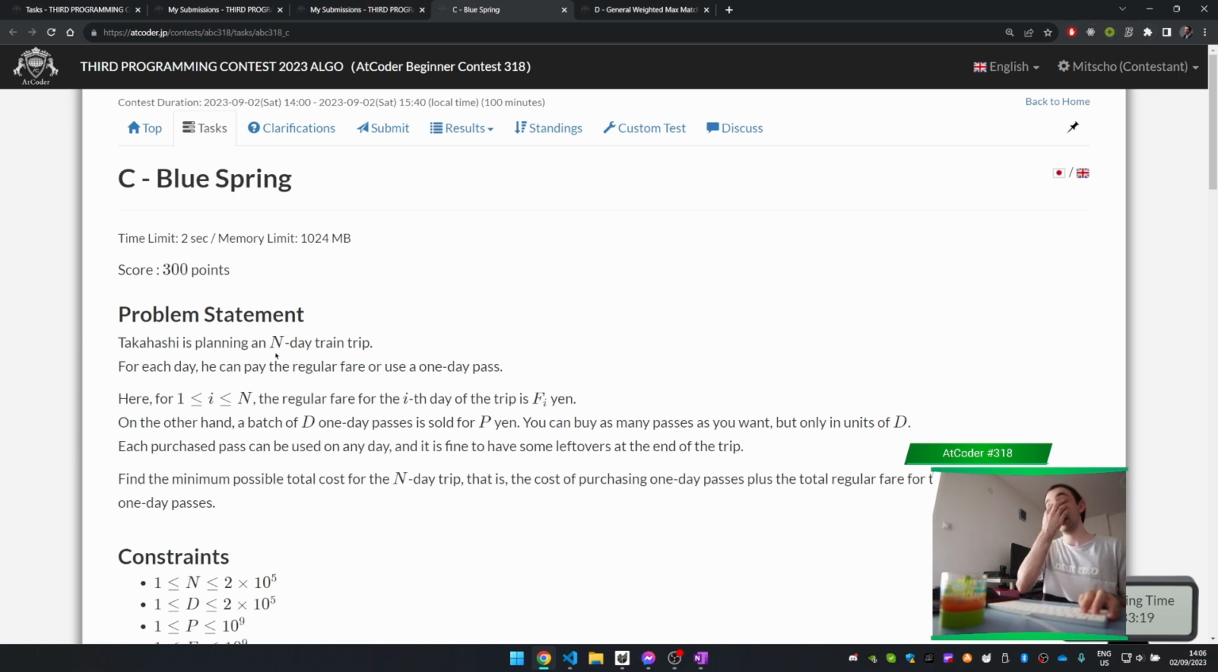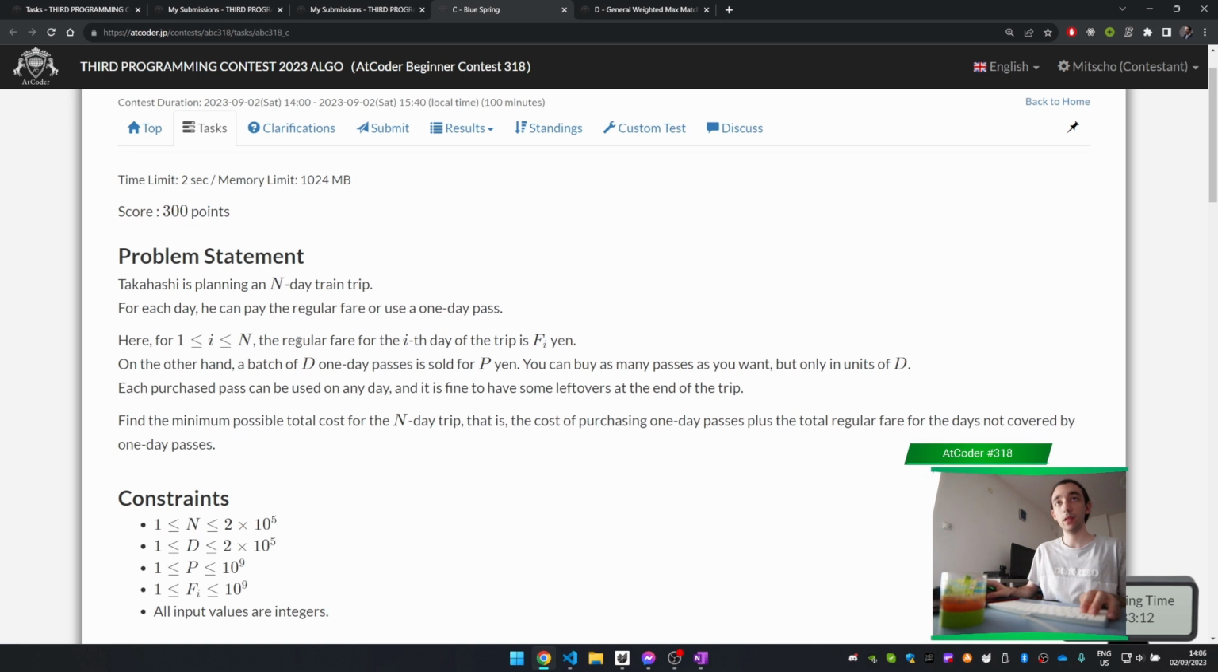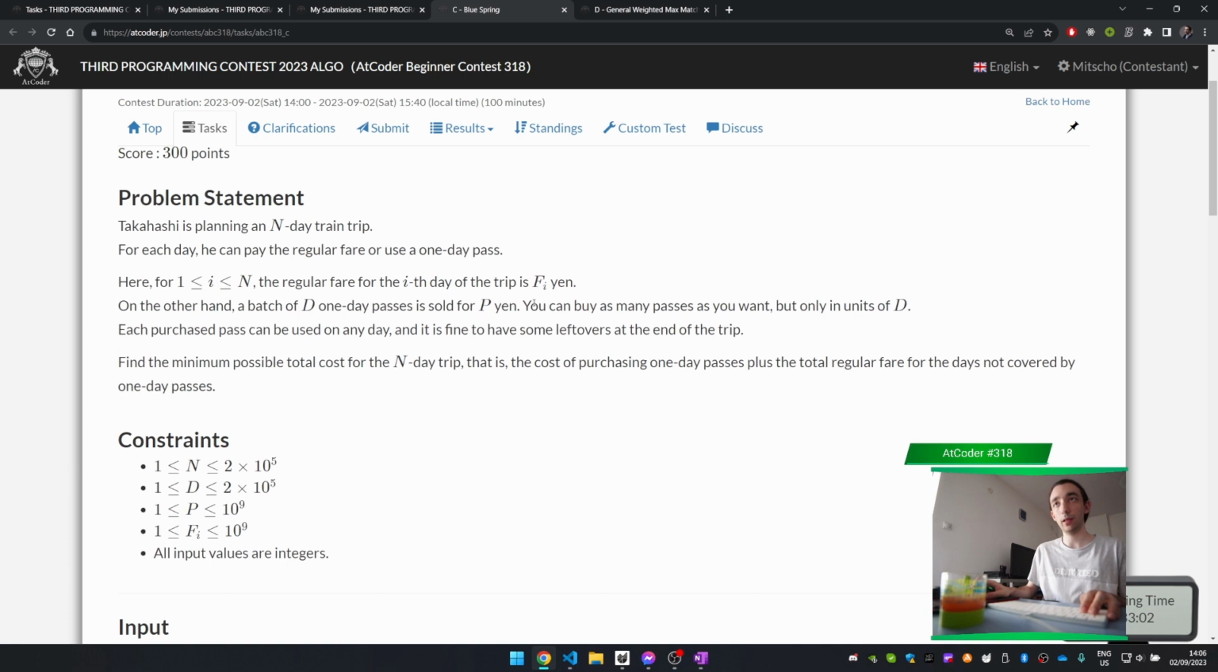He's planning an N-day train trip. For each day he can pay the regular fare or use one one-day pass. The regular fare for the day I trip is F_I. On the other hand, a batch of D one-day passes is sold for P yen. You can buy as many passes as you want, but only in units of D. Each purchased pass can be used on any day, and it's fine to have some leftover. Find the minimum possible cost for the entire trip.